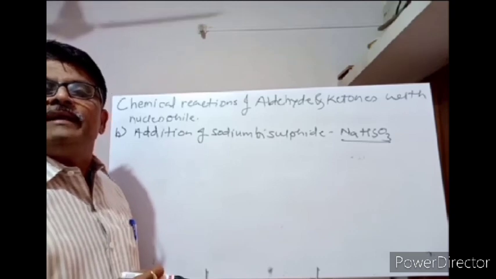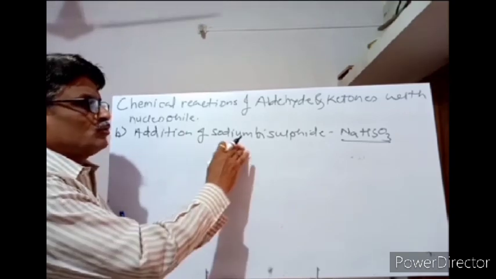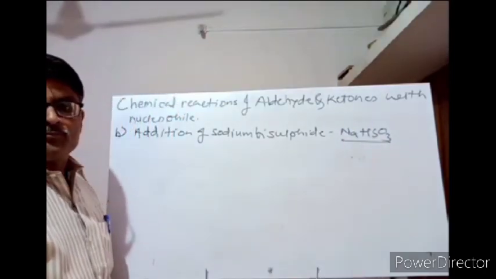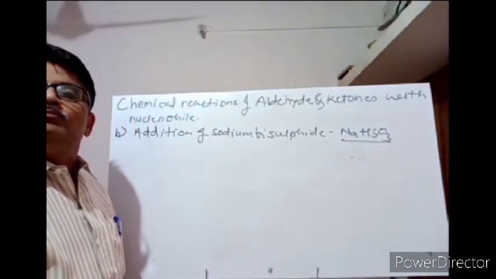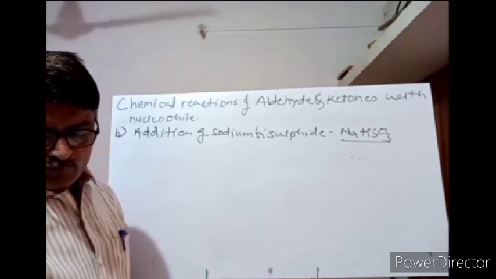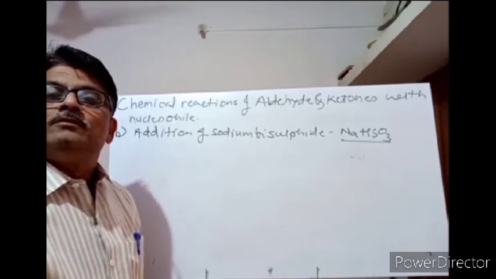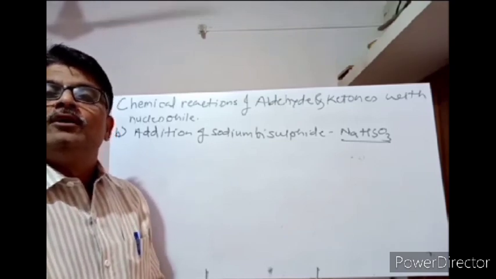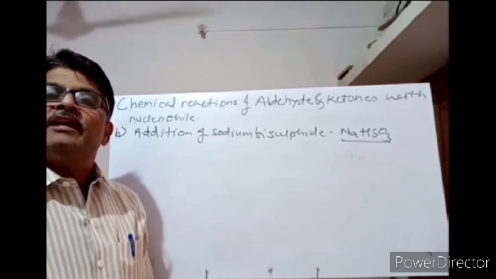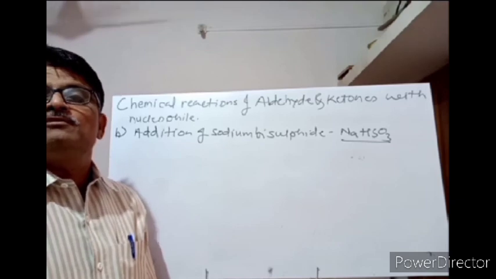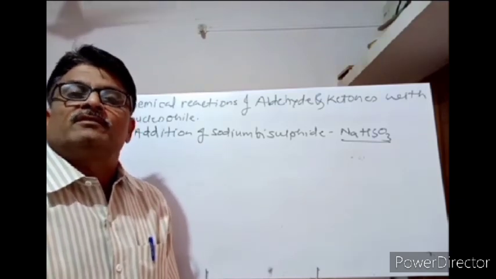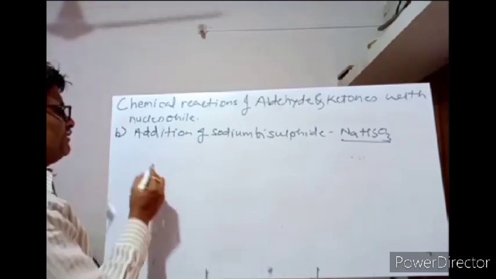Nucleophilic reaction of aldehyde and ketone, that is the addition of sodium bisulfite NaHSO3. Aldehyde and ketone when reacting with sodium bisulfite, it gives the aldehyde sodium bisulfite addition product in a crystalline form, and with ketone it also gives a ketone sodium bisulfite adduct. So this reaction can be written like this.